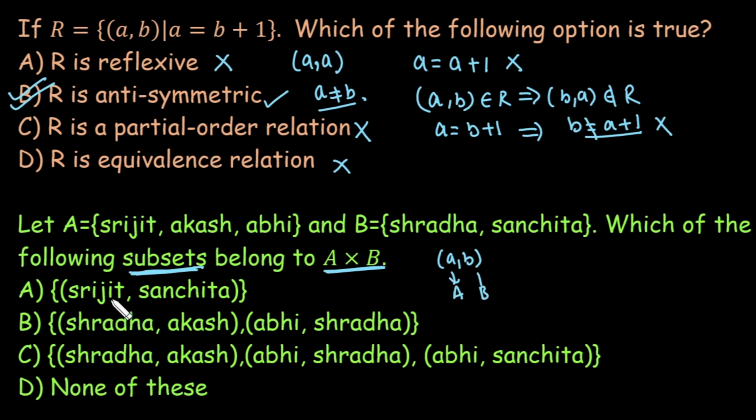In the first case, Sarjeet and Sanjita. We just need to check whether this is part of the first one. Yes. Sanjita from the second one. So this can be the possible option. What about this one? Shraddha, this is part of the set B. But first we need to take the element from the set A. So discard this. Even C is incorrect. So only option A is correct.